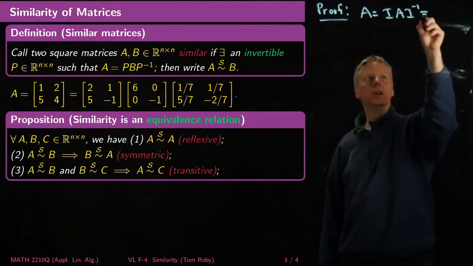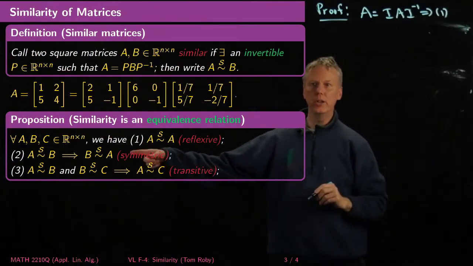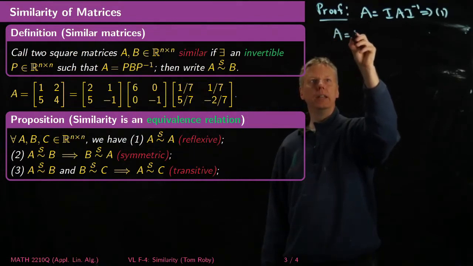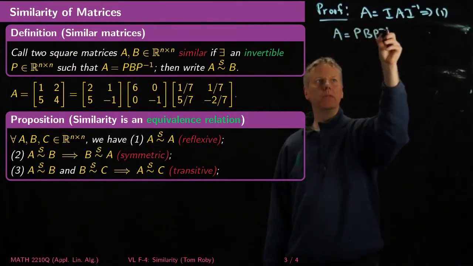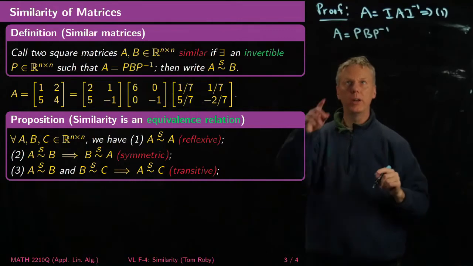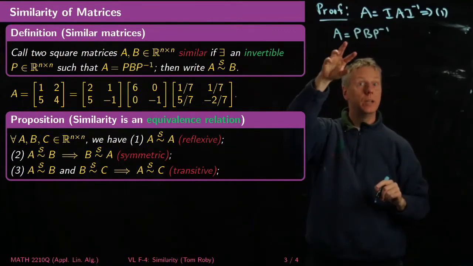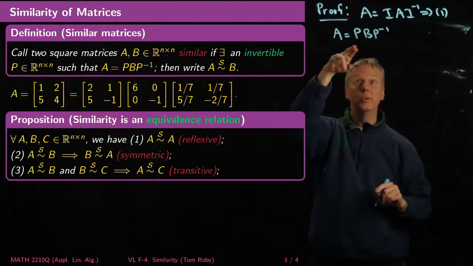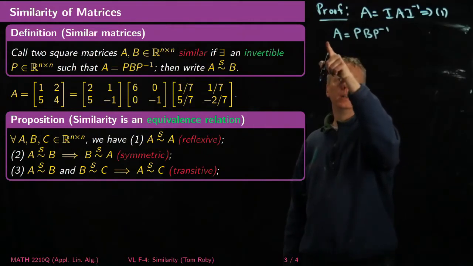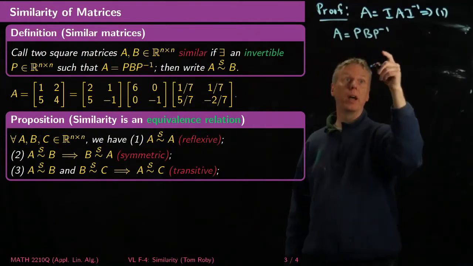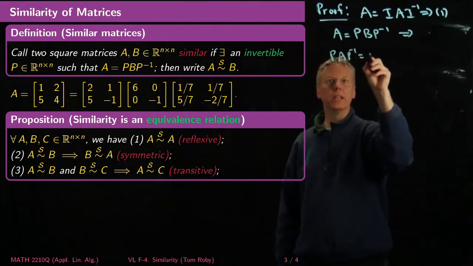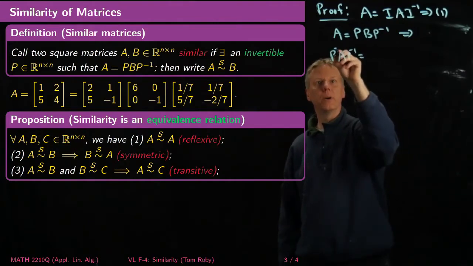So therefore, 1 holds. Now for 2, if A is similar to B, that means A is equal to PBP inverse for some P. I don't have any control over P, it just is what it is. Now I want to somehow write B in the same kind of way. Let's see what I can do with this. I want to isolate B. So the best way to do this is to multiply both sides of this equation by P inverse on the left and P on the right. Right? So this implies that P inverse AP is equal to B.